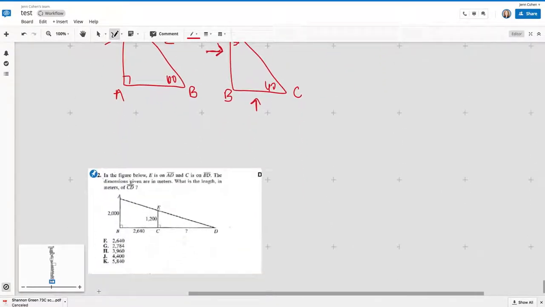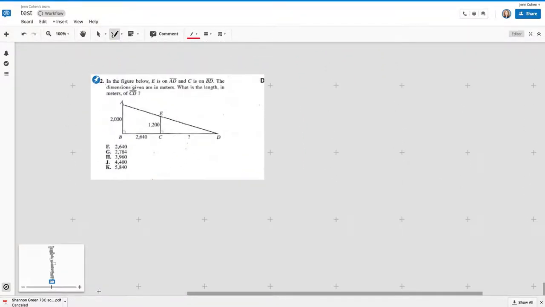One more similar triangles problem. I wanted to show this one because this comes up a lot. When you have overlapping triangles like this, they are going to be similar because they share an angle here. You have two right angles, and so this angle and this angle are also going to be equal. This one's slightly more complicated, but not too bad. I always like redrawing the triangles because having them overlapping is hard. This is going to be the larger one. The length of this side would be 2640 plus the question mark.